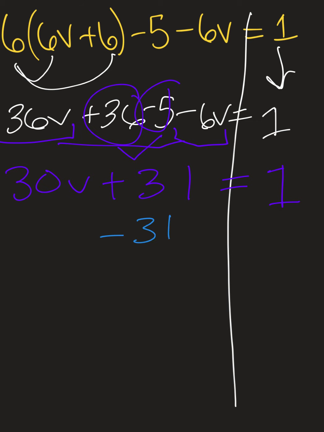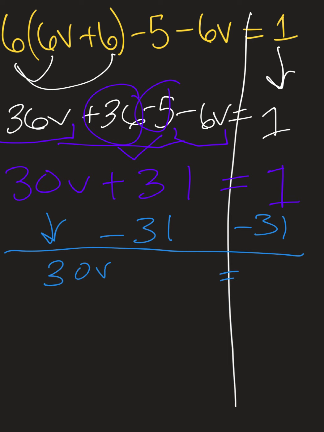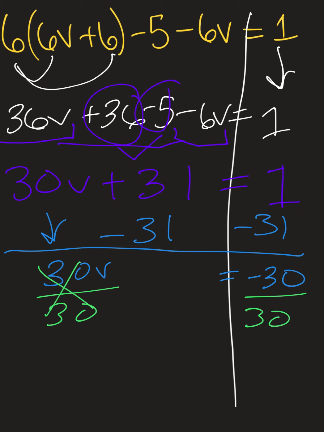So I'm going to subtract 31 from both sides. Now this does give me a negative number. I'm going to drop my 30v down. I haven't done anything with that yet. I end up with negative 30 on the right side as well. Final step, I'm going to divide by 30 on both sides. V alone is equal to negative 1.